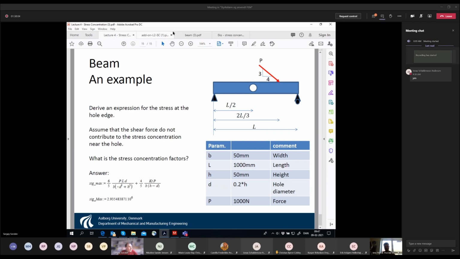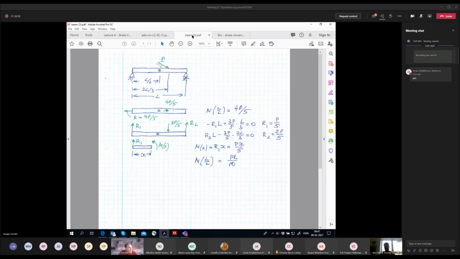I see your question. The thing is that the presence of this hole is invisible in calculating these forces and moments. This is purely just a moment calculation. Don't take the hole into consideration. Yeah. So the next step.